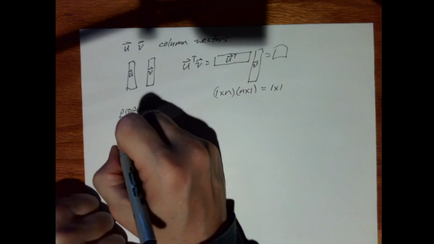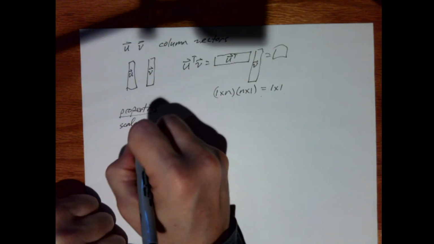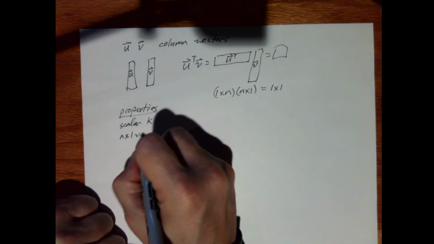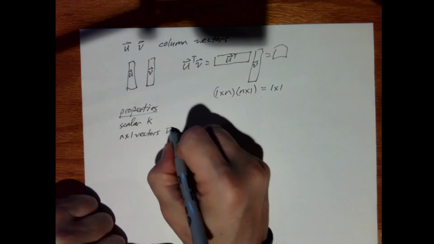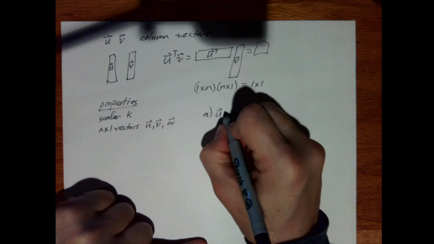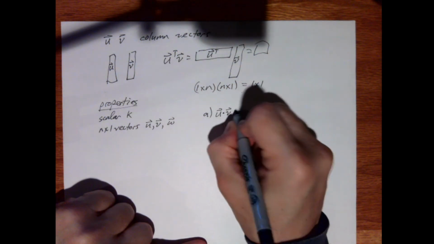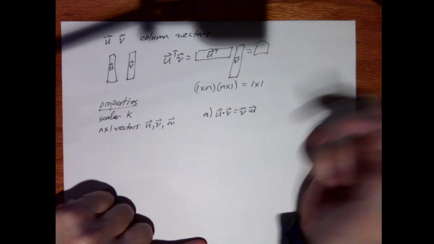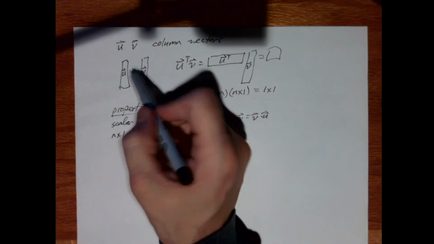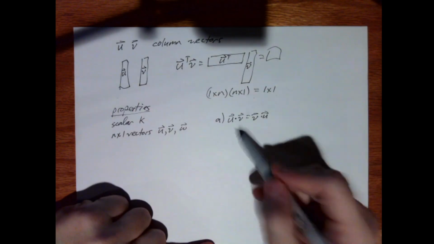So for these, we have scalar k. And then we have n by 1 vectors, u, v, and w. So the first one says u dot v is equal to v dot u. Why is that? Well, if I'm multiplying the first number of u times the first number of v, does it matter which order I do that on? u1 times v1 or v1 times u1? No, it's going to be the same. And as we continue down, they all have to add up to the same amount.